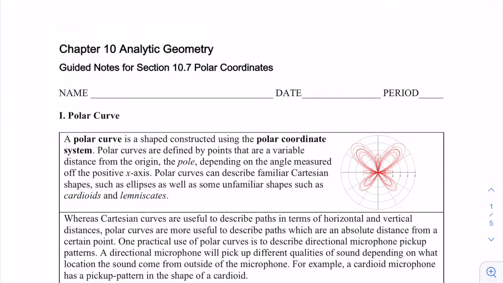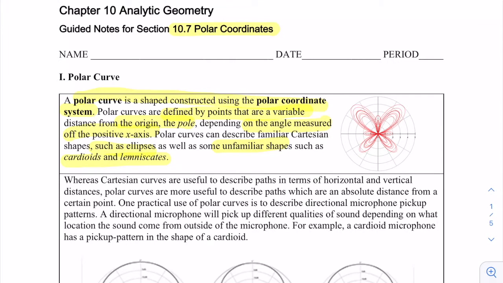Hello and welcome back. Today we're going to look at polar coordinates, and a polar curve is constructed on the polar coordinate system. The polar curves are defined by points that have a distance from the origin, which we call the pole, and depend on the angle measured off the positive x-axis. So we can actually use polar curves to describe familiar Cartesian shapes like lines and ellipses, but they're very useful to describe unfamiliar shapes like cardioids, lemniscates, and the butterfly curve.